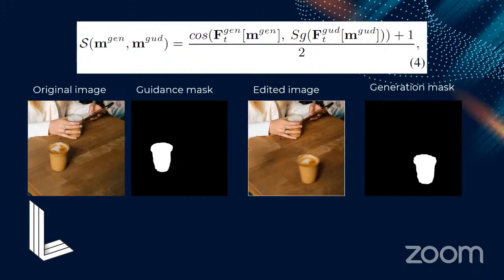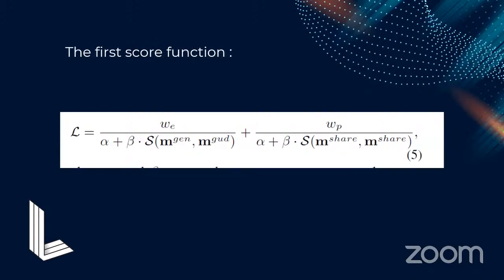We also made something called mask share. Mask share is simply everything except these two masks. It's the content and texture of the original image that we want to preserve during the edit. As we can see here, the higher the similarity between the mask guidance feature and the mask generation feature, the lower the loss. The same thing happens in the mask share: the higher the similarity in both images inside of the mask share, the more content we preserved, which makes the loss even lower.